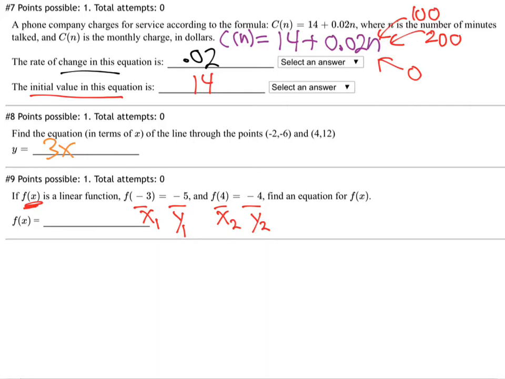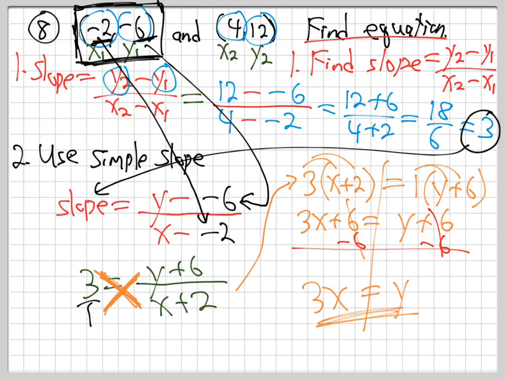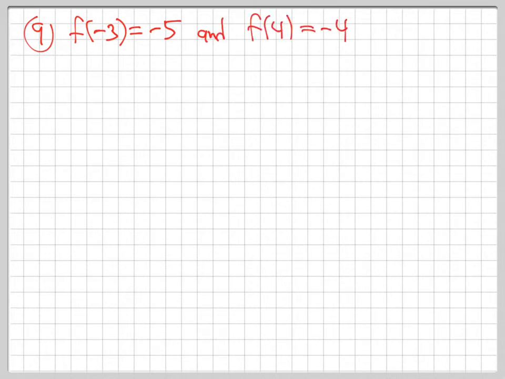So let's do the whole same thing again. So I'll go back here. Oh, I did that wrong. Never mind. So this is number 9. So they say f of -3 is -5, and f of 4 is -4. Okay. And this is x, this is y, this is x, this is y.